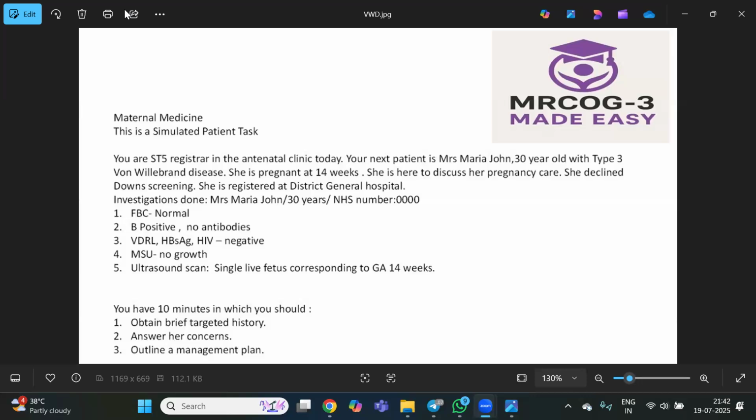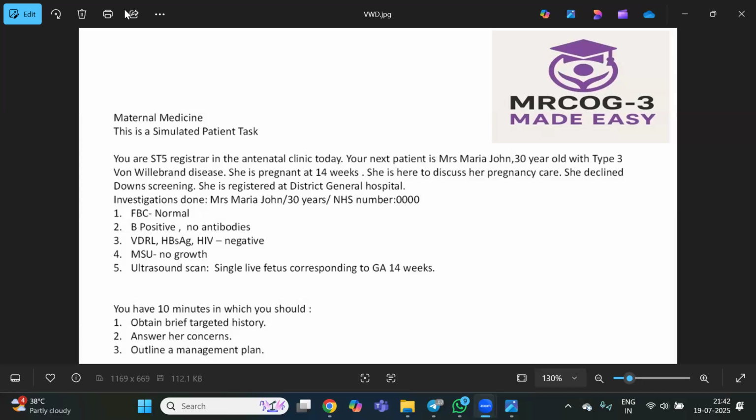Were you ever admitted to the hospital? Are you regularly seeing your doctor? When did you see your doctor last? With your permission, can I see your notes? These are the common things you ask in every maternal medicine topic. So this is about her condition. You want to know the present status.